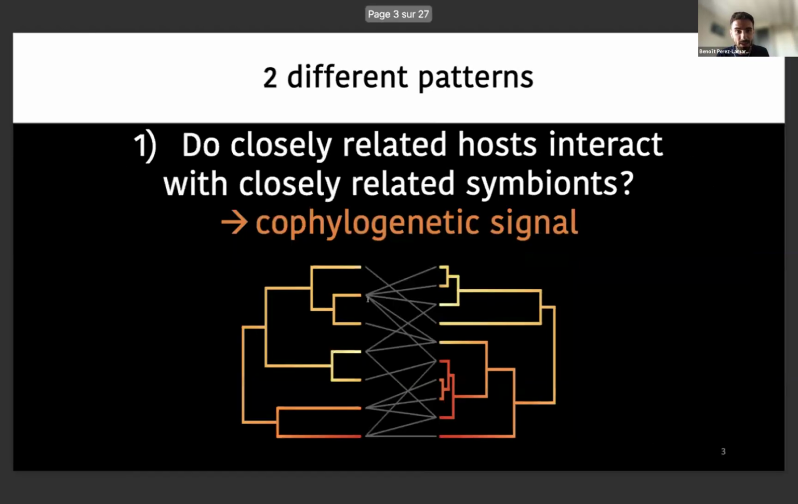In particular, when we look at the evolution of these co-phylogenetic systems, we can look at two different kinds of patterns. The first one: we can try to see whether closely related host species tend to interact with closely related symbiont species. This is what we call a pattern of co-phylogenetic signal. It just means that closely related species interact with closely related partners. That's it. Here, in this example, you can see that the phylogenies are completely different.